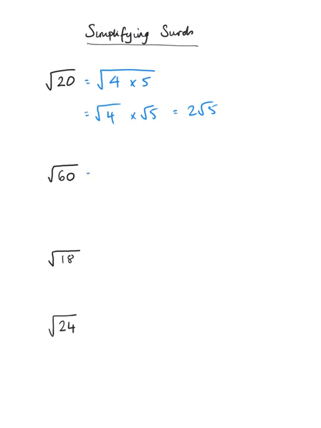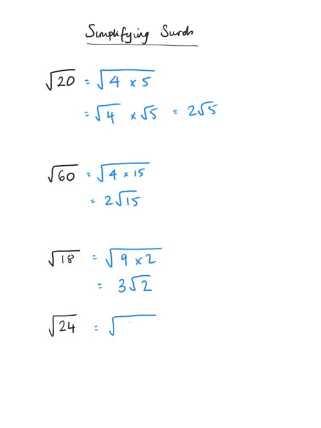So here I've got the square root of 60. So if I think through some square numbers that might go into 60, 4 goes into 60. So I'm going to have the square root of 4 times 15, which is the same as 2 root 15. Now 18 is the same as 9 times 2. And again, the reason I'm interested in 9 is that it's a square number, so that's the same as 3 root 2. And if I'm thinking about 24, again 4 goes into 24, that's 4 times 6, so that's going to be 2 root 6.